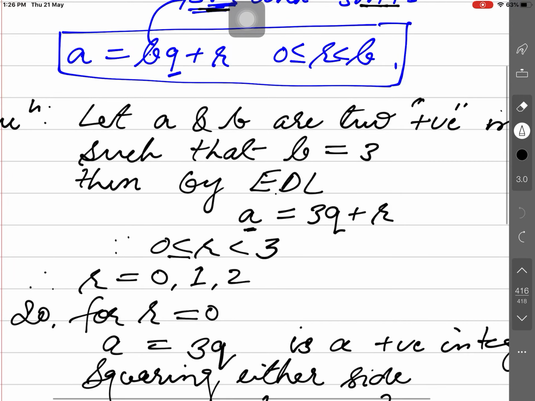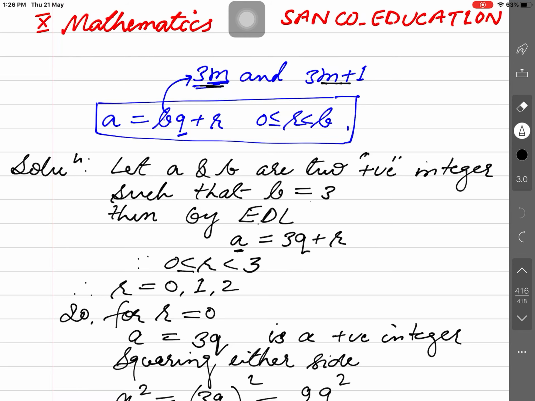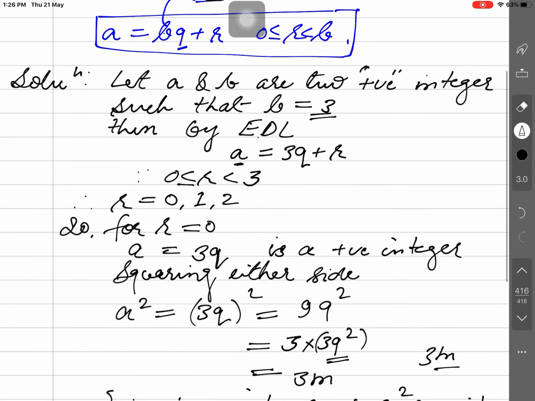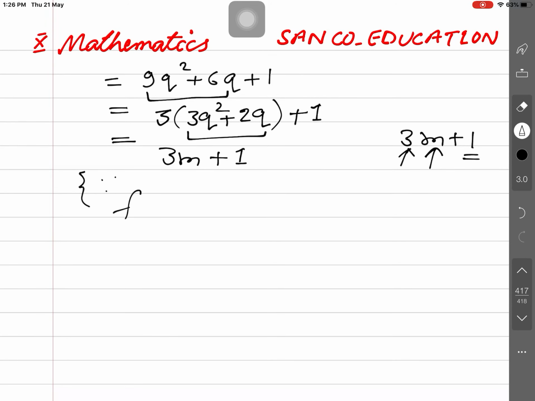Let this be a positive integer, b is equal to 3. How many positive integers are there? For r is equal to 0 and r is equal to 1 we have proved. Also we can do it for r is equal to 2. But remember, you do not have to do that here because he is asking only for the form 3m and 3m plus 1, not 3m plus 2 or something else.